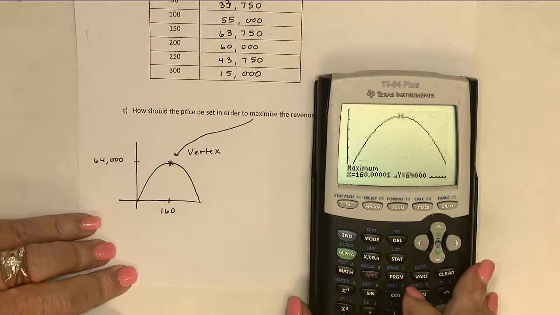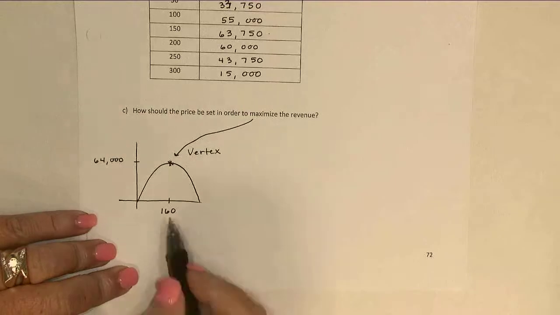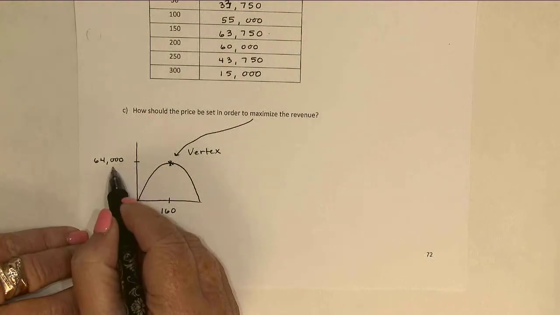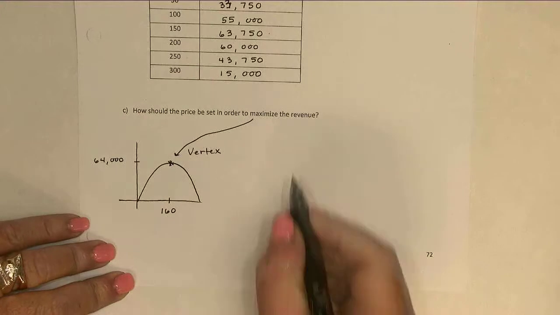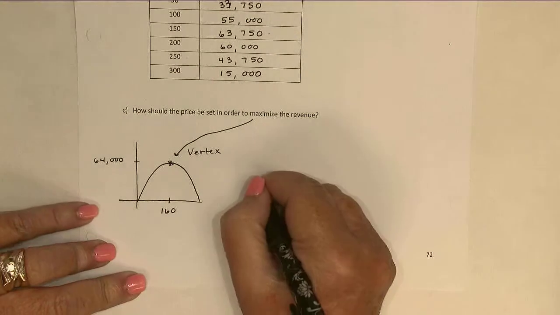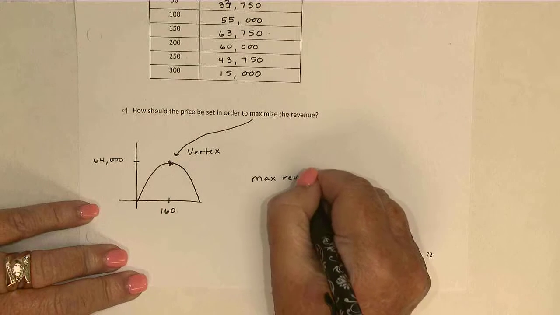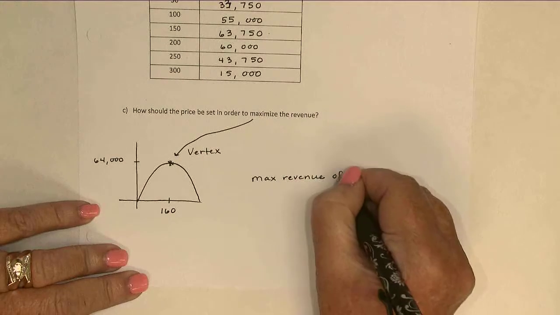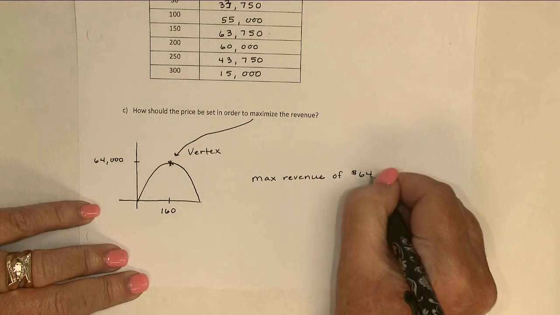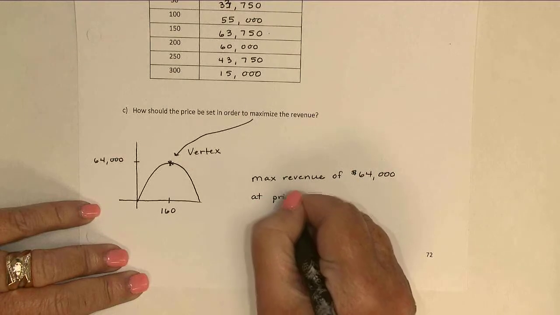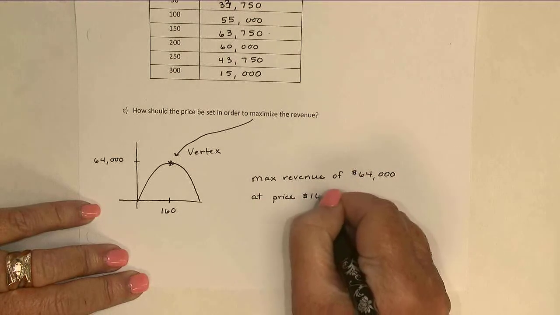So, to get the maximum revenue, I should set the price at $160 per phone, and then we'll actually earn $64,000 in revenue. They didn't ask that, but that's what it means. So we'll achieve maximum revenue of $64,000 at a price of $160 per phone.